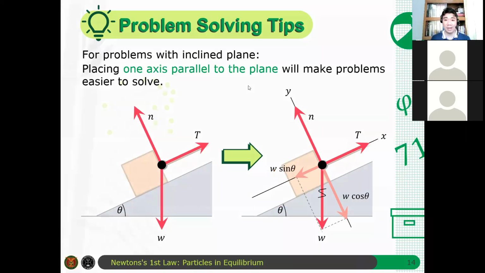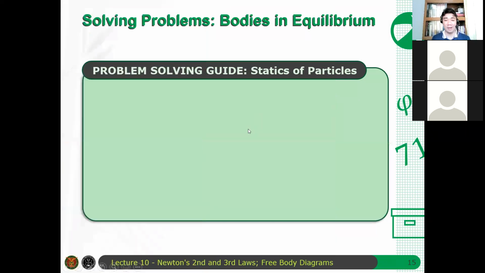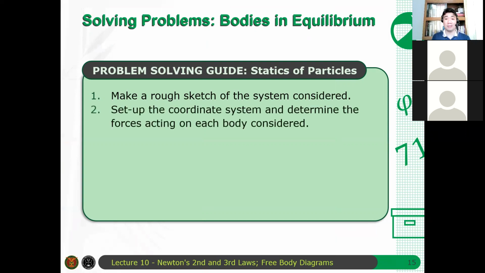So, I've added some ideas here. Problem solving guide: make a rough sketch of the system, set up the coordinate system, draw the free body diagram. Sa akin, usually baliktad. Nagse-set up muna ako ng coordinate system bago mag-draw ng free body diagram. But it's also possible na mag-set up muna ng FBD bago ka mag-set up ng coordinate system. Either way, dapat mauna yung dalawang yan.